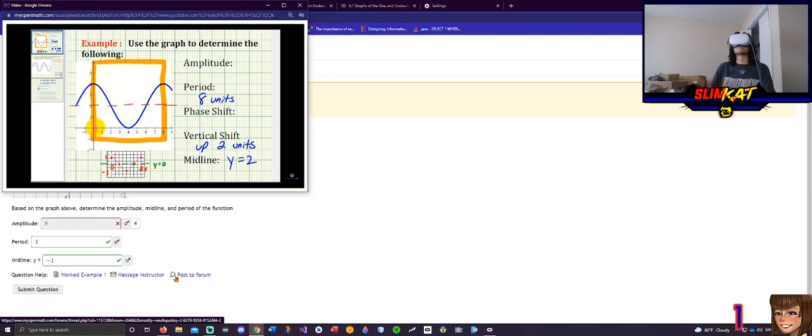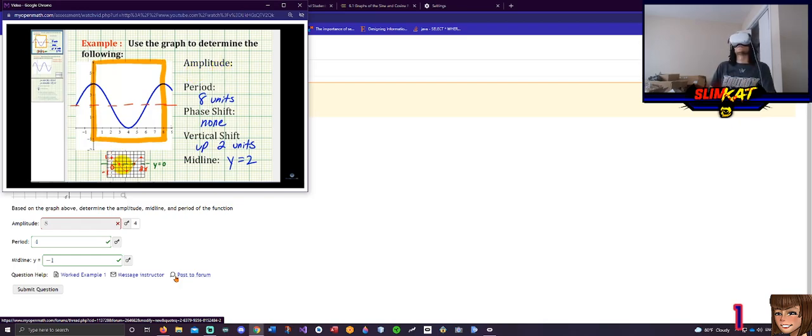And notice how this graph starts at a maximum at 0 and then also ends at a maximum at 8, which is the same pattern as the basic cosine function. So this graph has not been shifted left to right, therefore there is no phase shift. Phase shift is done. The last thing we're left to determine is the amplitude.